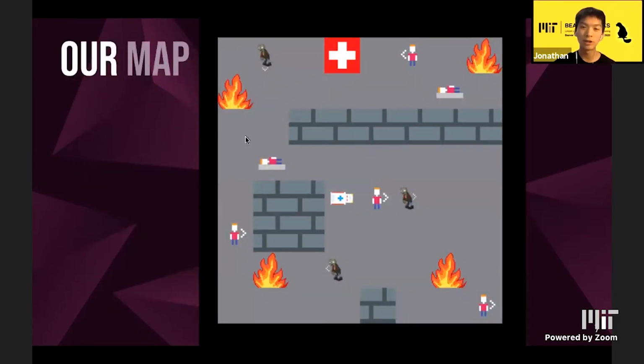This is the map we trained on, where we had humans play, and also where we trained our agent. Here we have an injured person right next to a fire, meaning that if you don't save them soon, the fire will likely consume them.